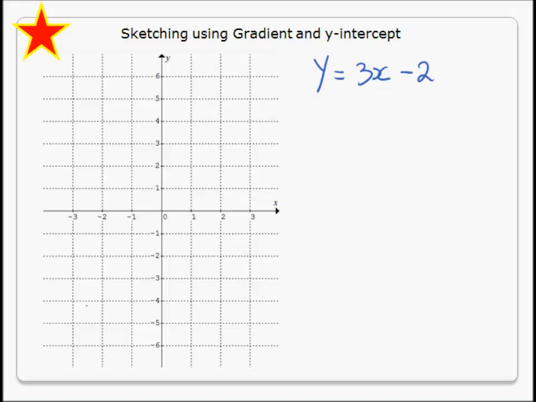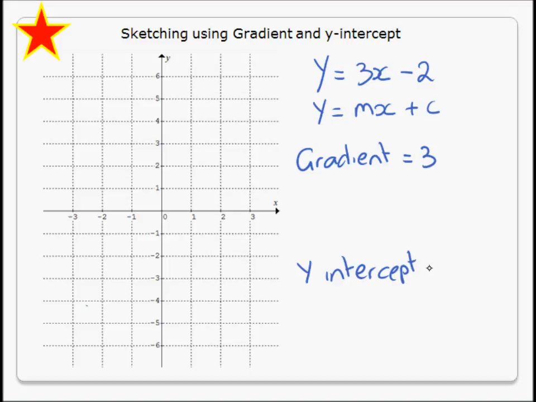Now we've been using the gradient intercept in the format of y equals mx plus c. So we're going to take those two values in the rule and we're going to use them to form our graph. So the first value is the m, which is the gradient. So we know that our gradient equals 3. We also know that our y-intercept equals -2. Now the y-intercept is the point I'm going to start with.